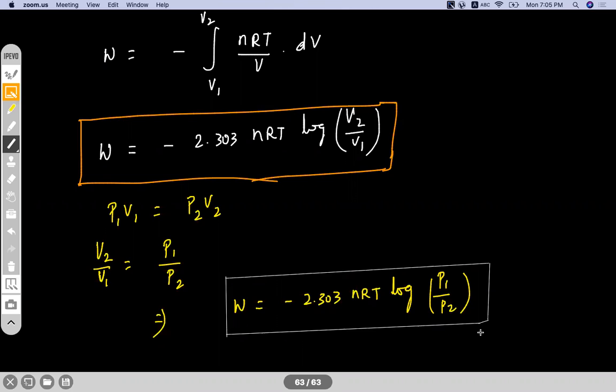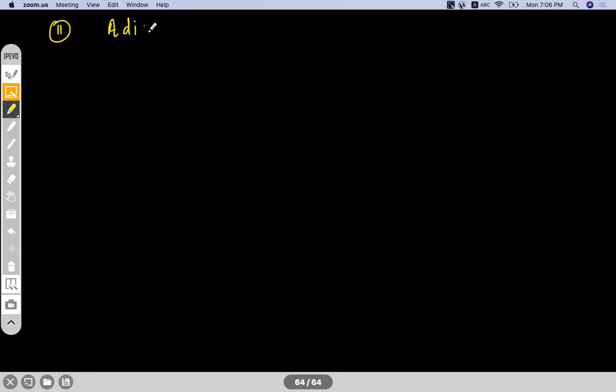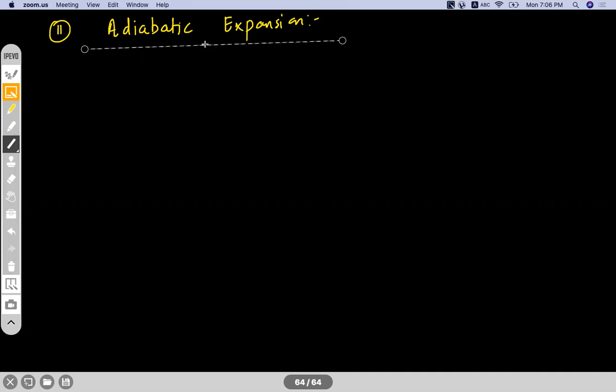Done, finished. So isothermal we have done. Now we'll see adiabatic. In case of adiabatic expansion, how do we find out work done? Second process, write down: adiabatic expansion. Now this expansion could be irreversible as well as reversible. Both ways possible.